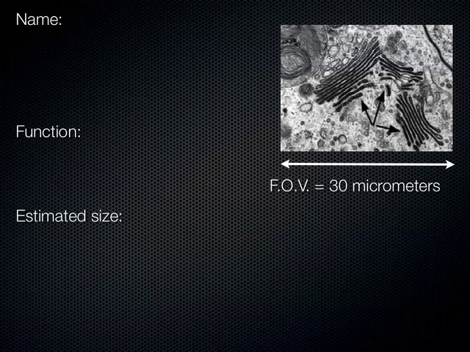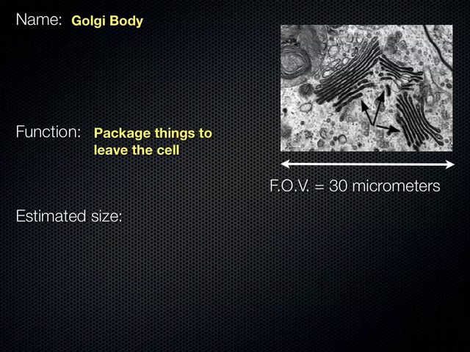Leading to our last organelle. What organelle are we looking at here? Sidra? Those are the Golgi bodies. They are responsible for what? Use a word I taught you today. Intercellular transport. They package up stuff that will be leaving the cell.